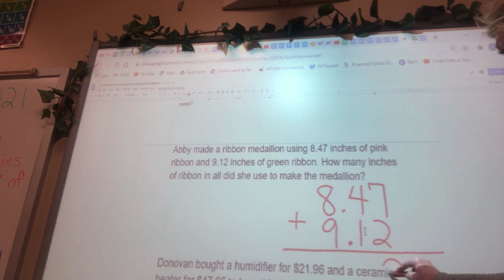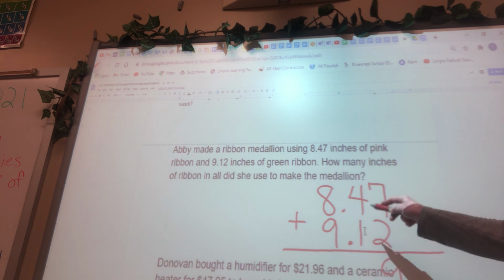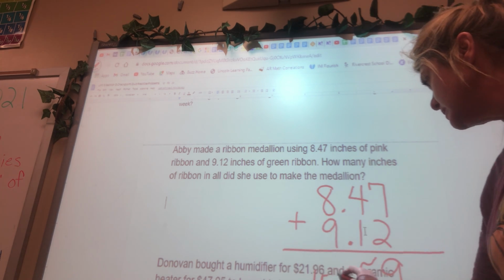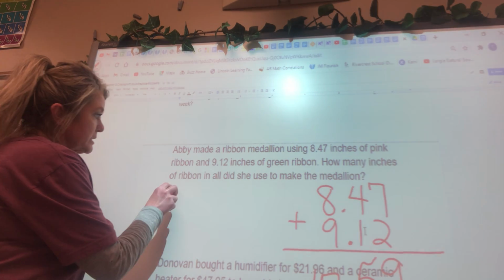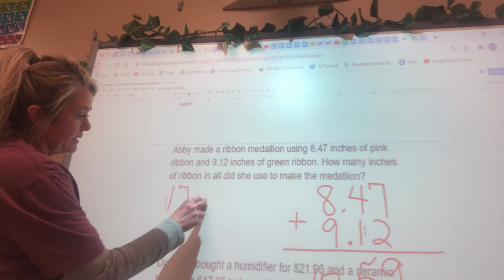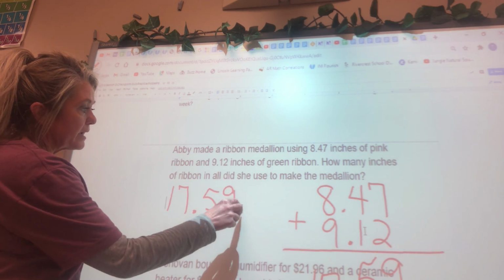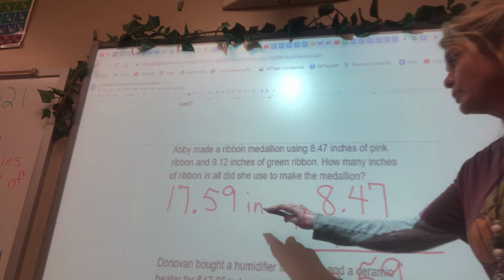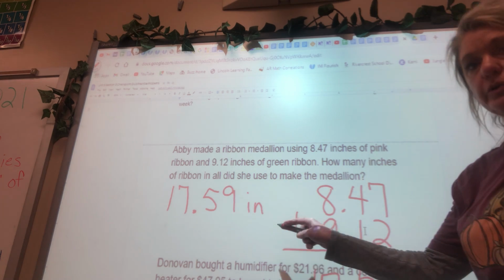7 plus 2 is 9. 4 plus 1 is 5. And 8 plus 9 is 17. So it would take 17 and 59 hundredths inches in all. So make sure you label. You always want to label your units.